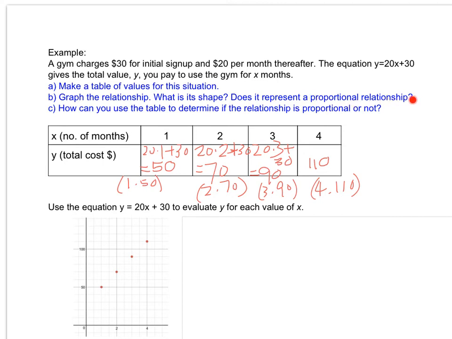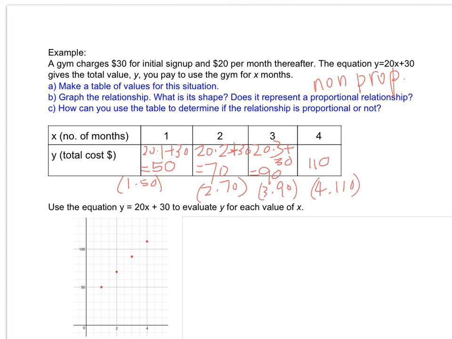And does it represent a proportional relationship? What do you think? Does it represent a proportional relationship? Remember, to use a graph to determine whether it's proportional or not, we will look at if it passes through the origin, right? So if you would connect these dots and continue, do you think it will pass through the origin? Doesn't look like it, right? It does not pass through. So in this case, this is not proportional, okay? So this is non-proportional, okay?